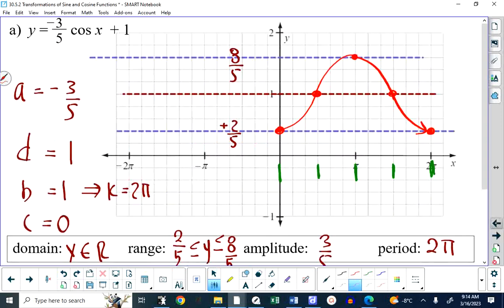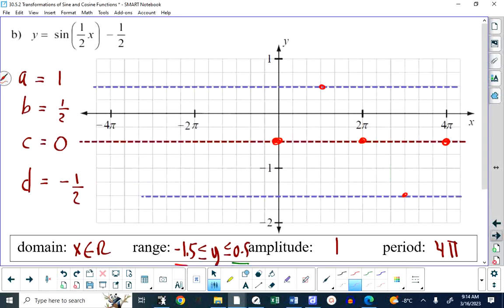If it's cosine, you'll either go up, up, down, down, or down, down, up, up. But if it's sine, it's up, down, up, or down, up, down. You need to kind of sort that out. So we're just going to connect these and we will be done.